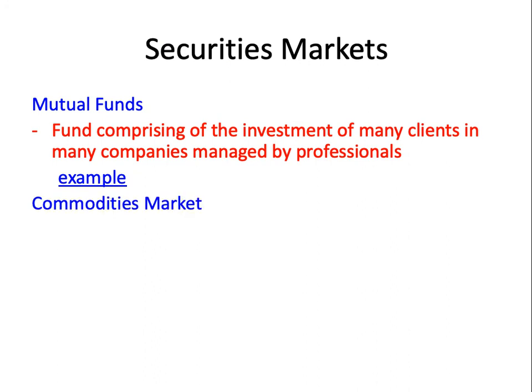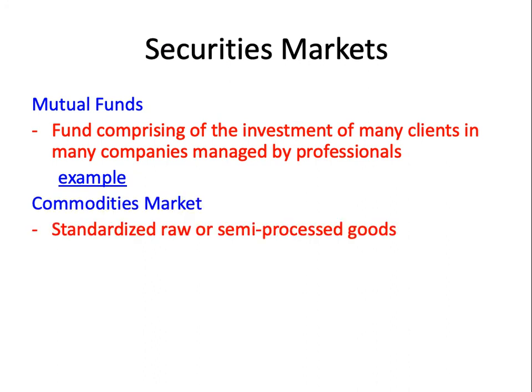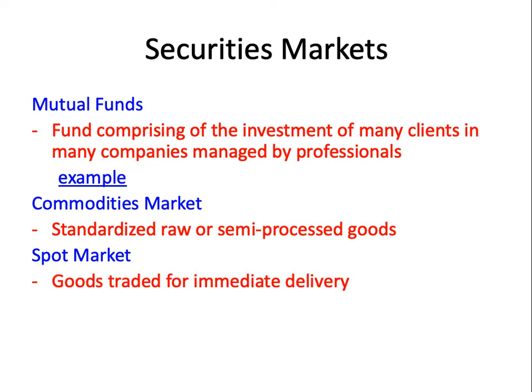So the next thing is commodities market. What are commodities? Commodities are standardized raw or semi-processed goods. Think about like wheat or gold or oil. Things that are more like natural resources, they're raw and semi-processed. So that's the commodity. They're actual things. They're not stocks or equities in companies. Okay, and so the spot market and the futures market deal with commodities specifically.